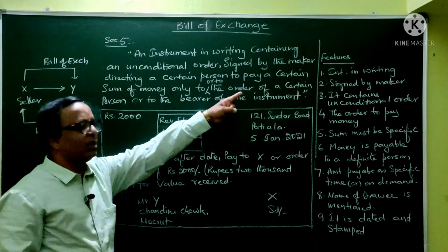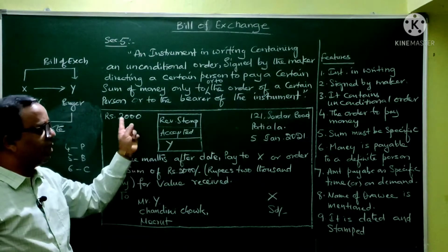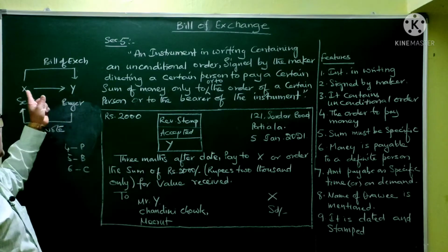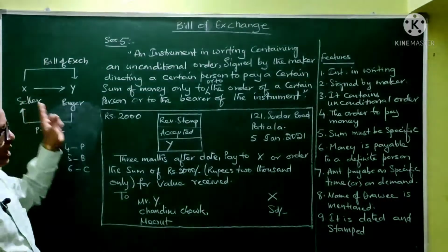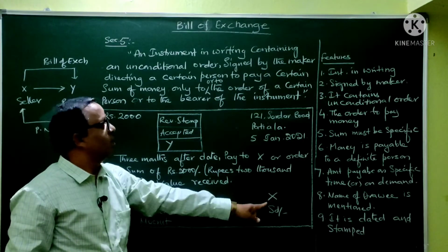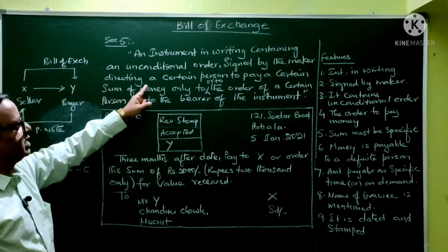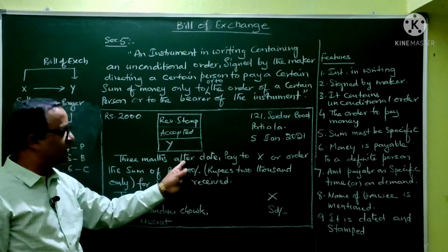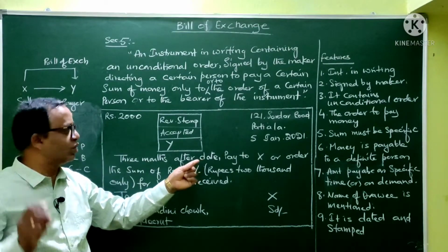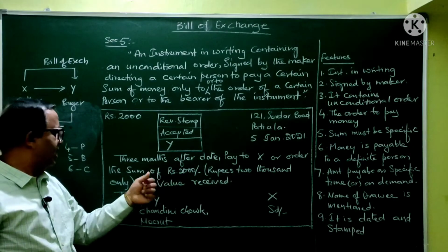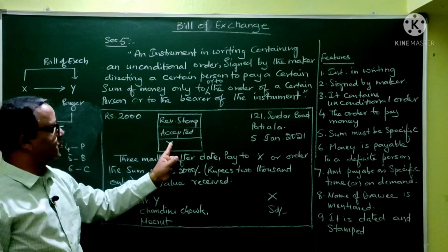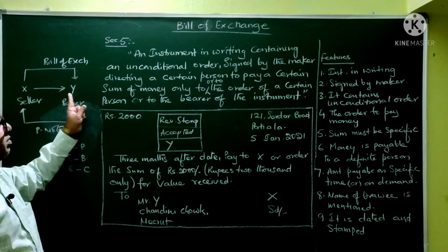Signed by the maker. Who is the maker? The person who writes this instrument. Who writes? X, in other words, the seller here. So the seller is writing this particular instrument, and it is signed by this maker. Then, directing a certain person. He is directing one particular, exact person whose name is written in this instrument. He is directing this particular Y. This Y is nothing but our buyer here.